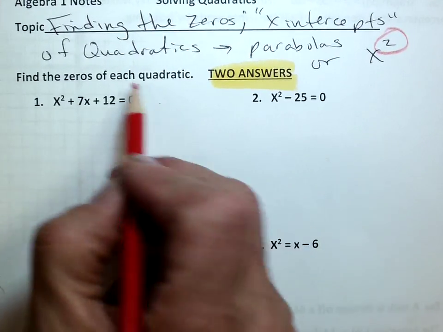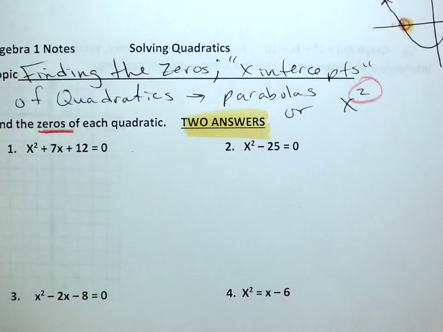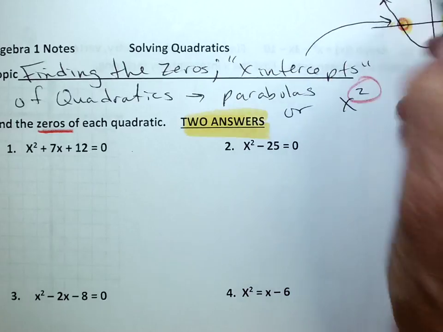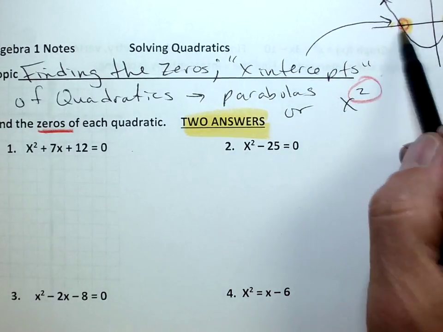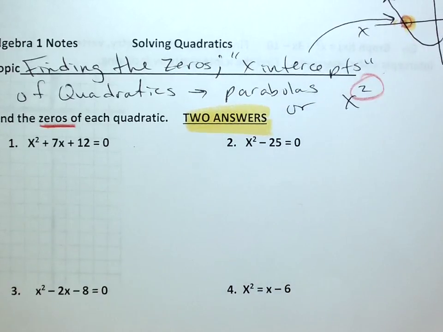So let's find the zeros, and the reason they're called zeros is because what is the height of these values? What's the y value? 0. And that's why they're called zeros. They're also x-intercepts, right? Because if this is the x-axis, that's where it intercepts the x-axis.